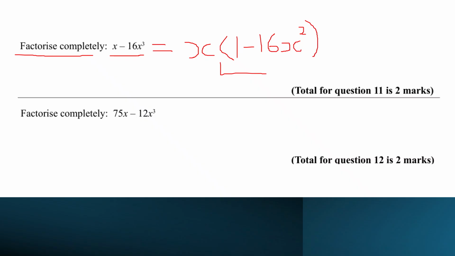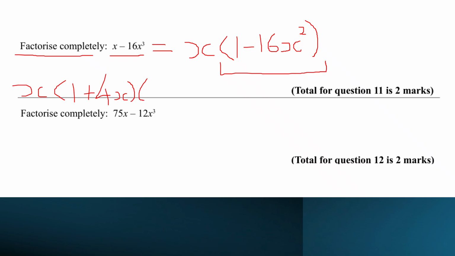I now notice that this is a sneaky, hidden difference of two squares, not very obvious there. So give me x, brackets, 1 plus 4x multiplied by 1 minus 4x.